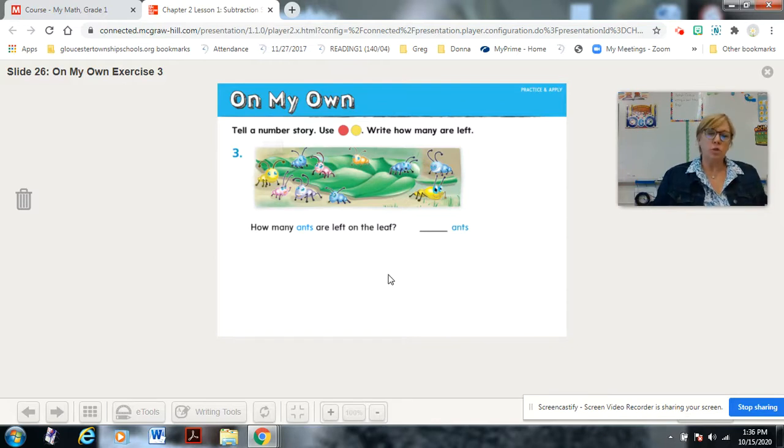These are ants. They're probably one of the cutest ants I've ever seen. So what I would like you to do for the next few math problems, I would like you to use your counters and tell your adult or whoever's helping you the subtraction math story, use the counters, and then write your answer. And for each of the problems, numbers 3, 4, and 5, you're going to look at it, pause the video, figure it out, and then come back and check your answer. Okay? All right, do that now.